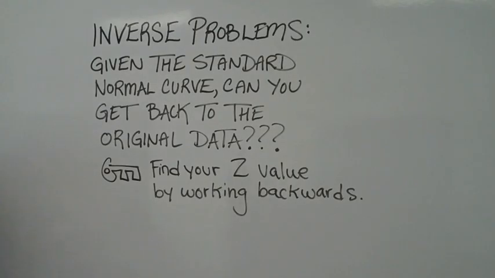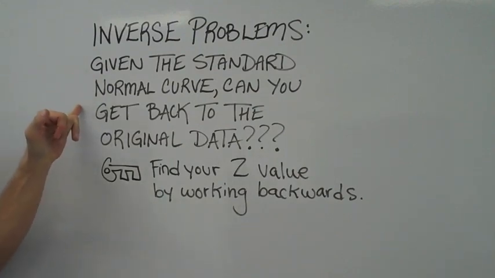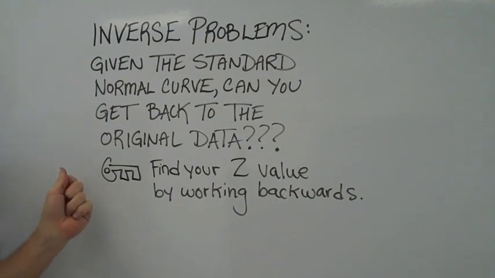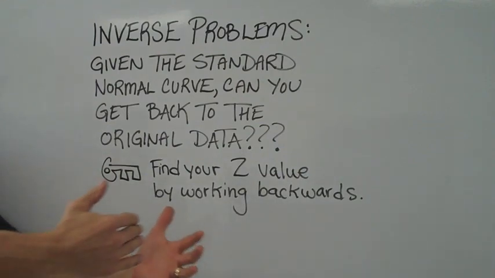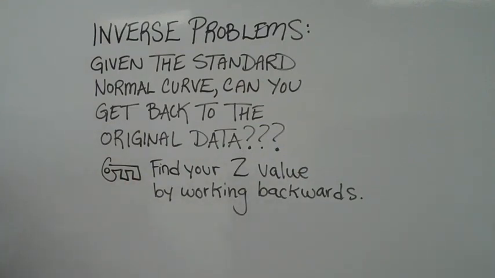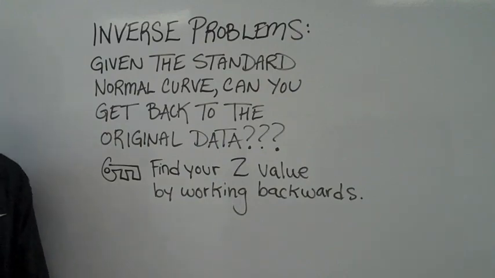Let's talk about the last problems we have to do with these standard normal curves, which are inverse problems, which mean if you are given the standard normal curve, can you get back to the original data? And the key for doing that is to find your z-value by working backwards. We're not going to work from z-value to percentage of values less than our z-value. We're going to work from percentage of values less than our z-value towards the z-value and then back to our original data. I think this is best done through example.